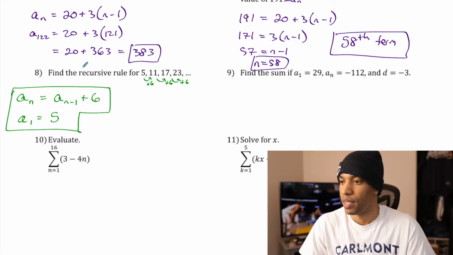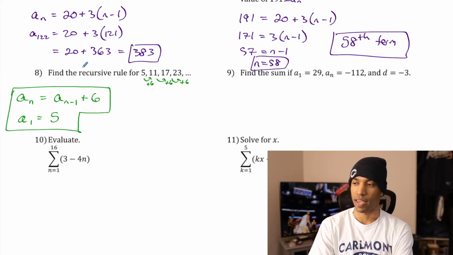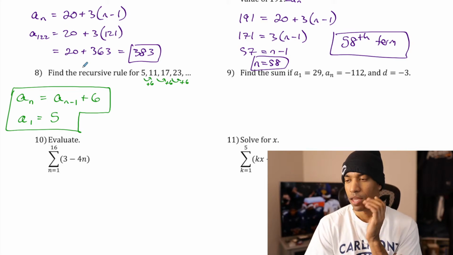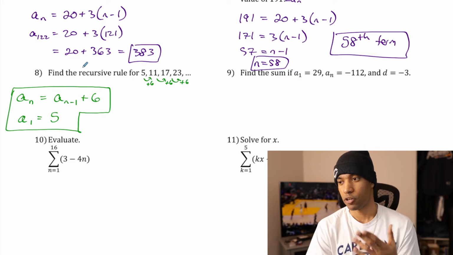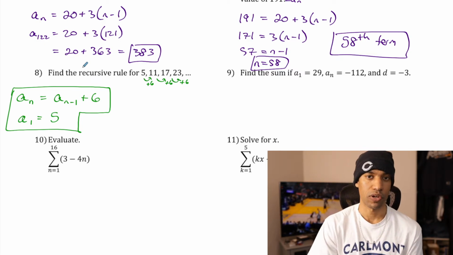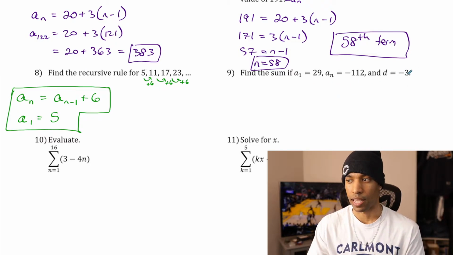Find the sum if a sub 1 equals 29, a sub n equals negative 112, and d equals negative 3. So when they're saying find the sum here, this is a series. A first term in some series of numbers is 29. The last term in the series is negative 112. All your terms are separated by negative 3.